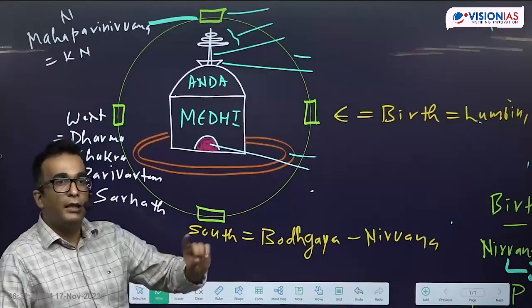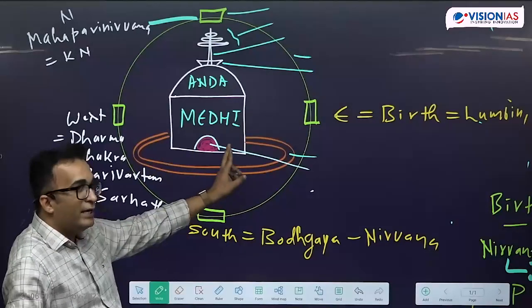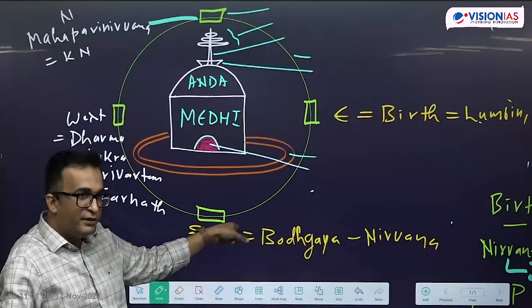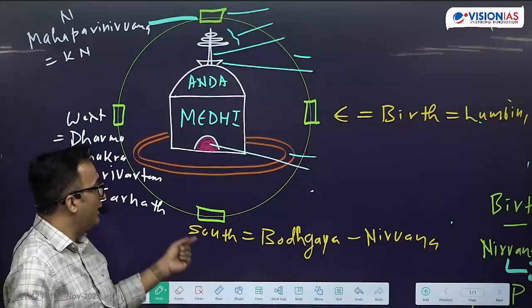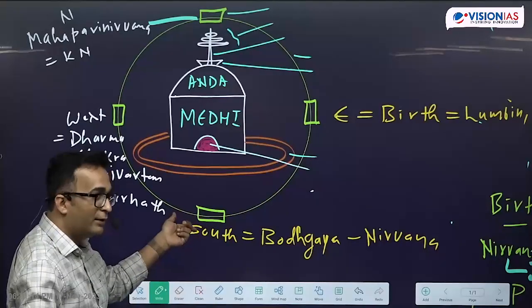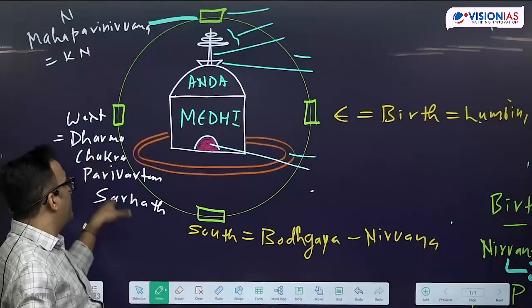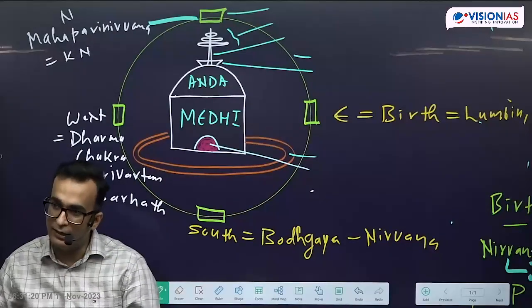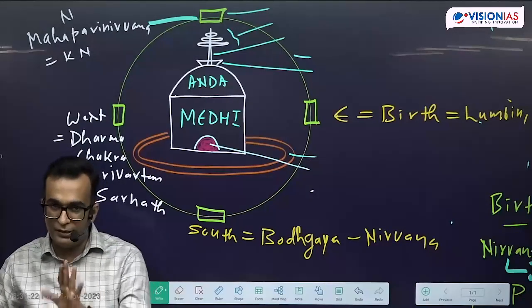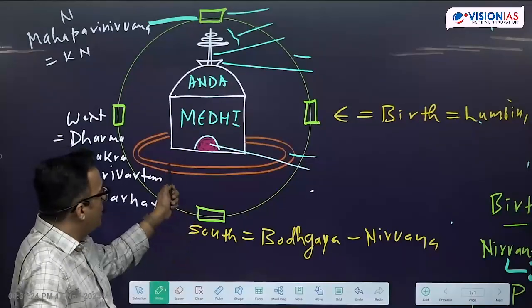So these four directions indicate the four important life events of the Buddha. The east gateway represents the birth of Buddha at Lumbini, and then south represents his nirvana at Bodh Gaya. West, Dharmachakra Parivartan at Sarnath, and north, his death or Mahaparinirvana at Kushinagar. Right? So this is the very first part. Now let's come to this part.